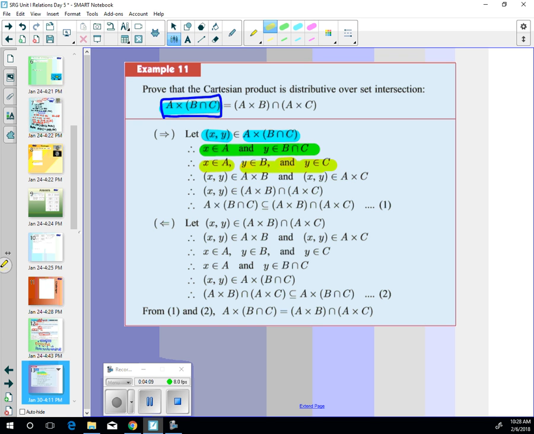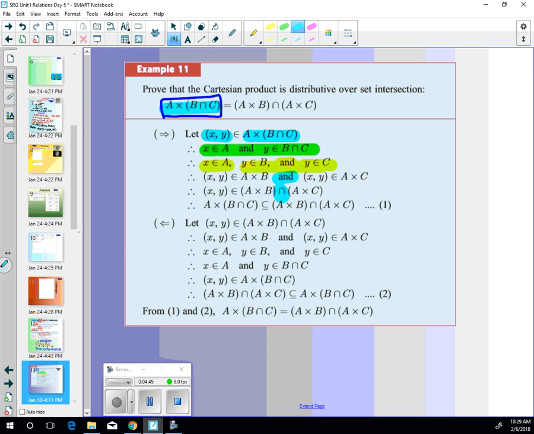So we're going to have (x, y) is an element of A cross B, and (x, y) is going to be connected to A cross C, because you get x and y giving you A and B, and x and y is A and C. So with this little and, you can change that to the intersection, and you get A cross B intersect A cross C. So we did it. We got A cross (B intersect C) equal to this. And so then we said that it's a subset.